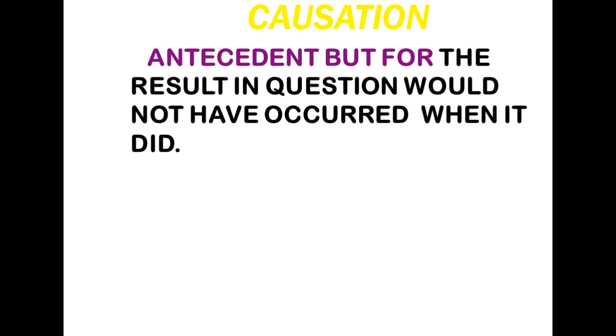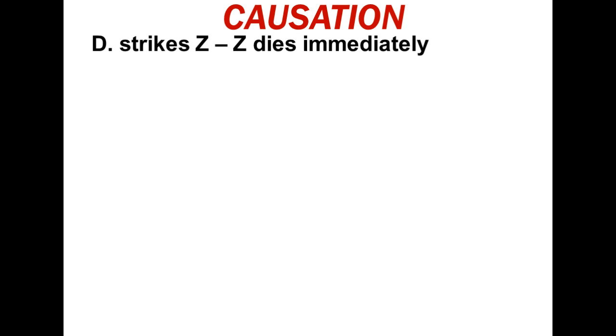Now, but-for. The simple test for but-for is the antecedent: but for the antecedent, the result in question would not have occurred when it did. So in this instance, the question to ask is, but for the defendant's conduct, would the result have occurred when it did? And so you can see this could take in a lot of conduct. Let's take a look at our examples.